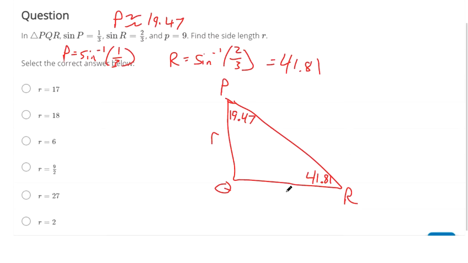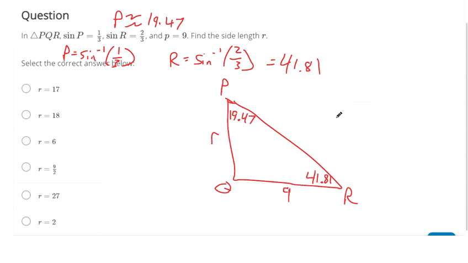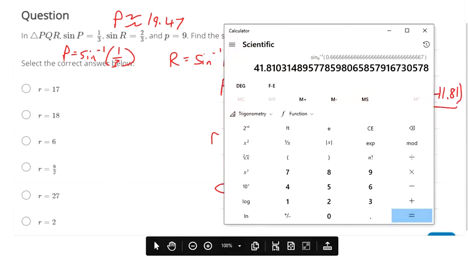We know that little p is 9. So this is a problem where we could use the law of sines because we have a complete pair. We have an angle and its corresponding side. So the law of sines says take sine of the angle divided by its pairing side, and that should be equal to sine of a different angle. So the other angle in question is 41.81, divided by lowercase r. Now we have an equation we could solve.